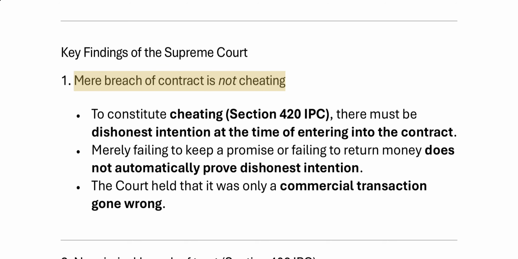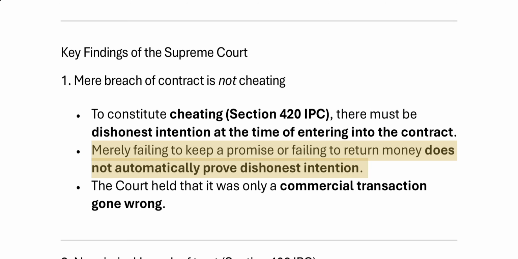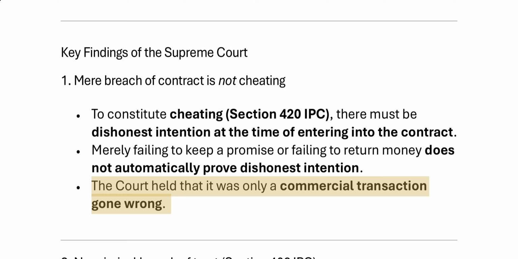1. Mere breach of contract is not cheating. To constitute cheating, Section 420 IPC, there must be dishonest intention at the time of entering into the contract. Merely failing to keep a promise or failing to return money does not automatically prove dishonest intention. The court held that it was only a commercial transaction gone wrong.